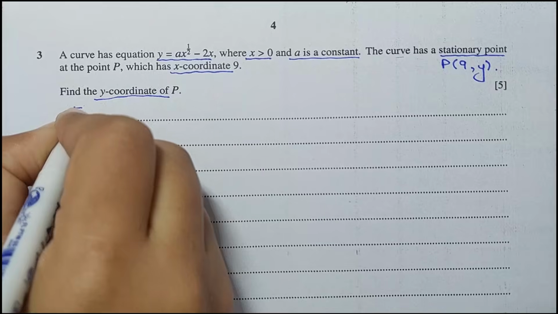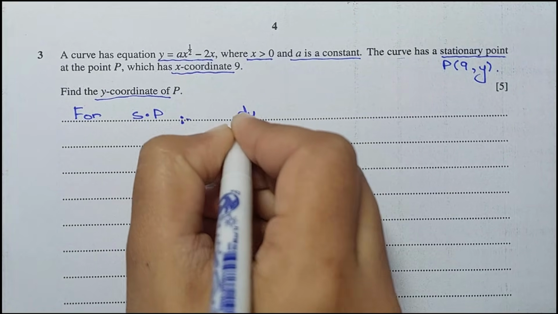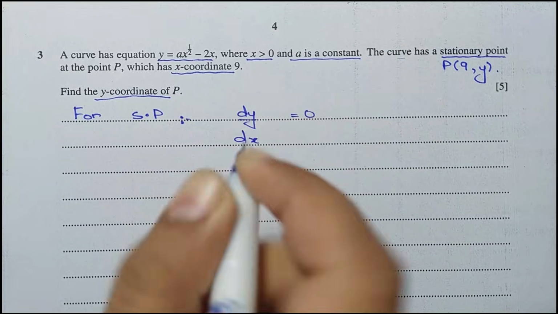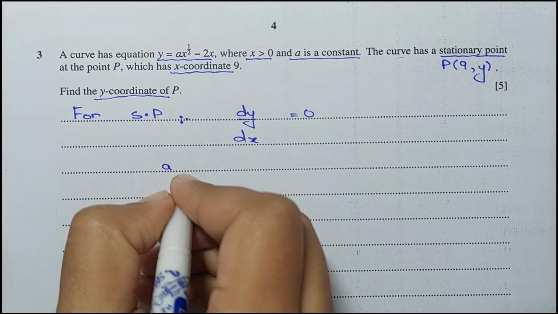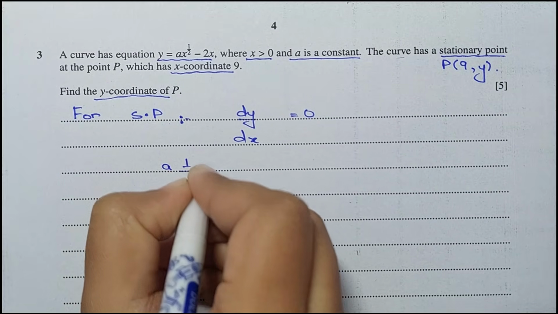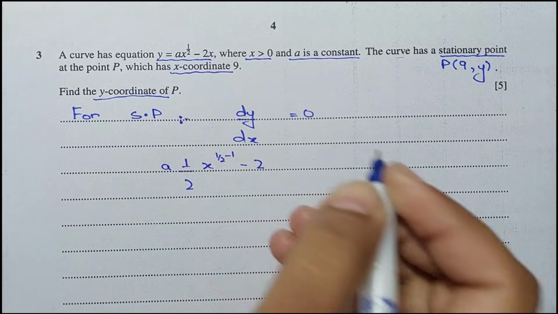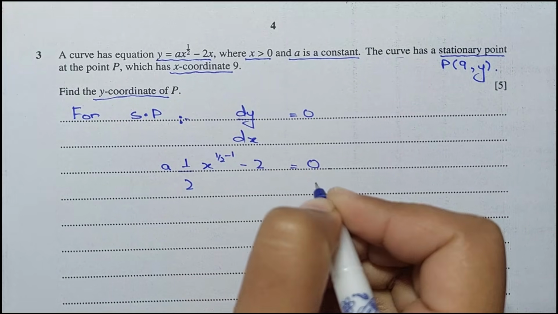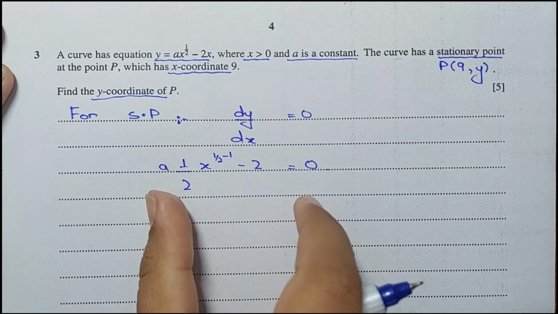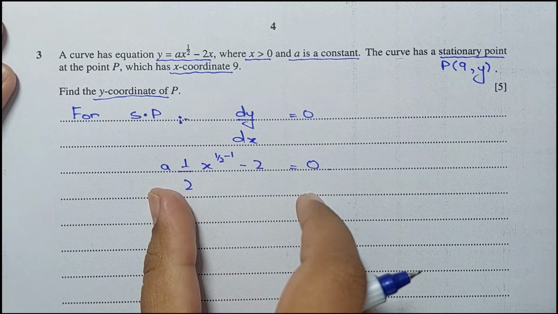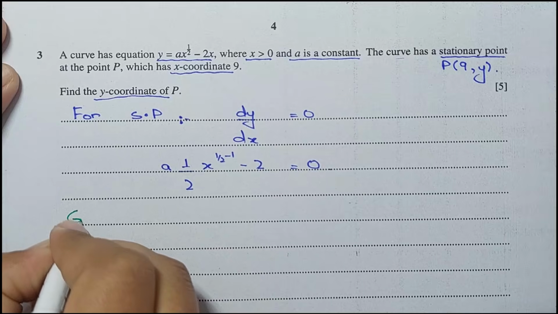So for the stationary point, we need to put dy over dx equals 0. Now what is dy over dx? We have to differentiate this. A is a constant. For x to the power 1 by 2, the derivative is power times base to the power minus 1, and the derivative of x is just 1. So minus 2, since the derivative of 2x is 2. This would be equal to 0. And when you put the first derivative equal to 0, you will get the x coordinate, right? So the x coordinate is 9. This is also given to us, so just substitute.